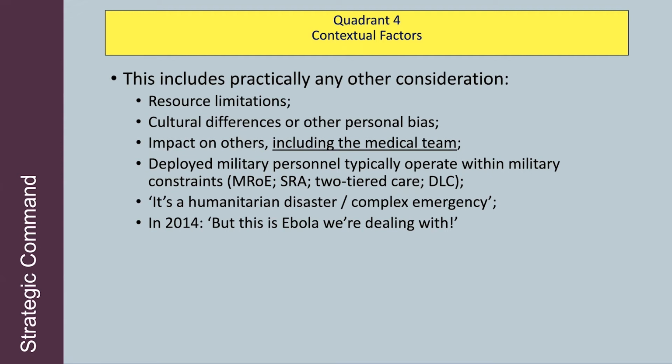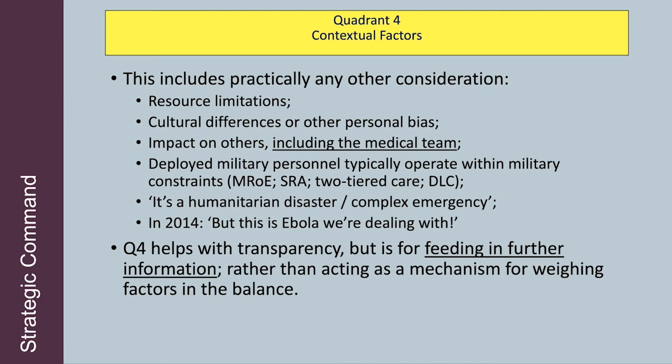Deployed military personnel, we're typically operating within military constraints. So we've got politically driven agendas, such as an eligibility matrix that says who's available for treatment. We've got two-tiered care, we've got dual loyalty conflict. You know, it's a humanitarian disaster or a complex emergency. Are there different rules to play by, like triage rules, etc.? And in 2014, the military got sent to Sierra Leone. Oh my God, this is Ebola we're dealing with.